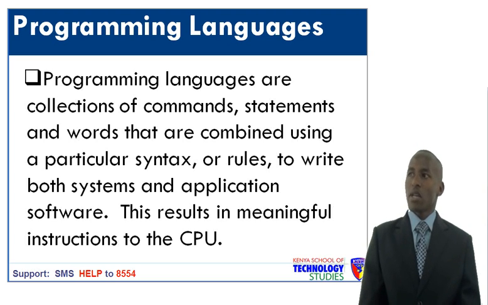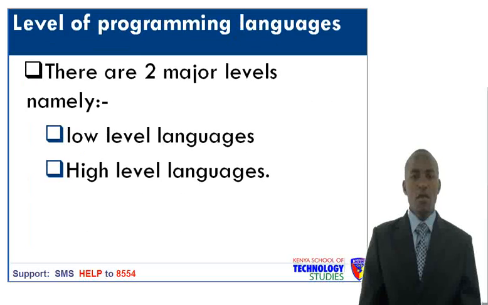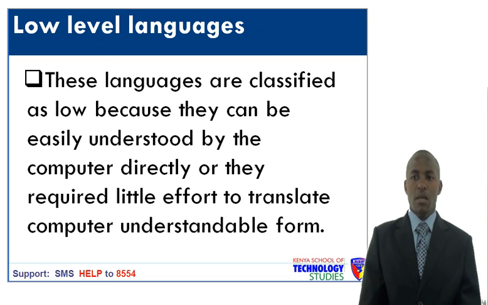Programming languages are collections of commands, statements, and words that are combined using a particular syntax or rules to write both systems and application software. This results in meaningful instructions to the central processing unit. Let us now look at levels of programming languages. There are 2 major levels, namely low-level languages and high-level languages. Let us start with low-level languages.